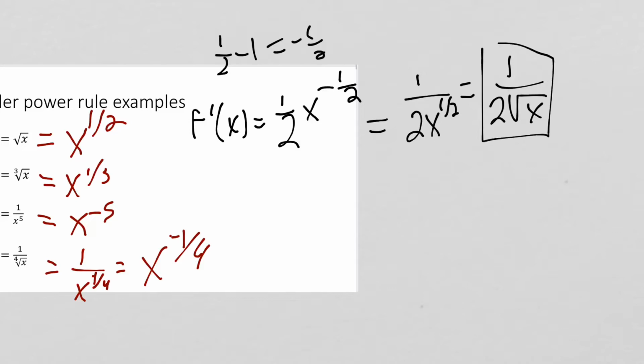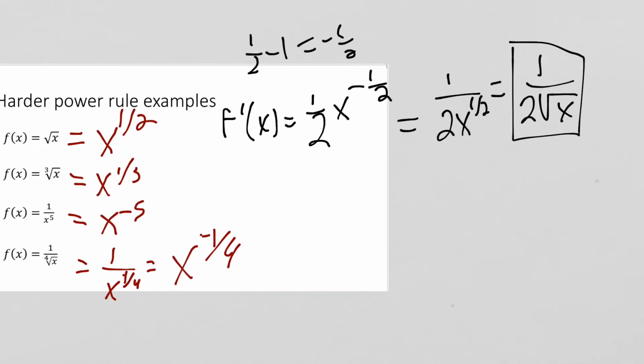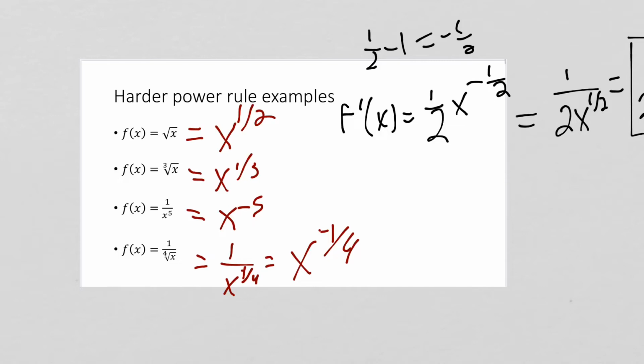And again, this is just one you're probably going to end up memorizing as you go into your calculus courses. It's one that's going to come up a lot. The derivative of root x is 1 over 2 root x. Okay, let's do x to the 1/3.